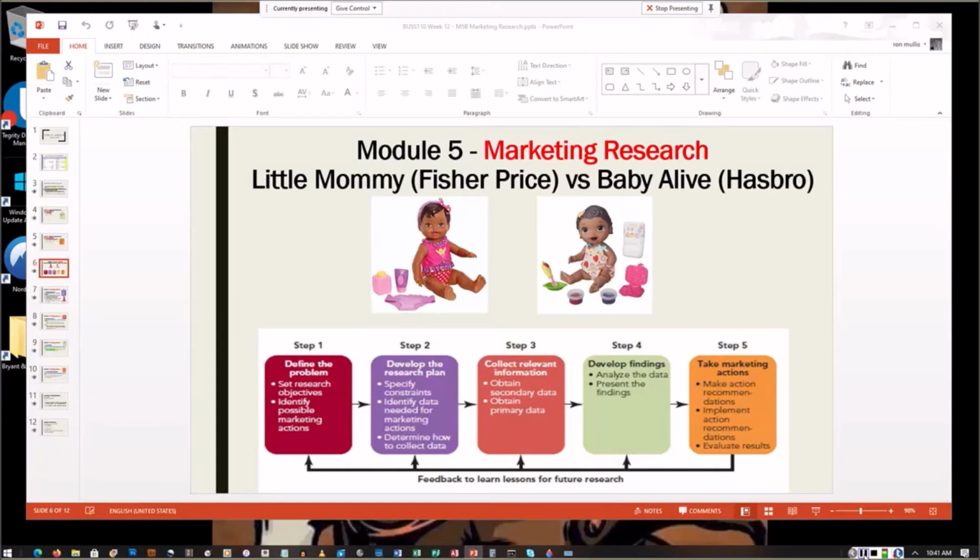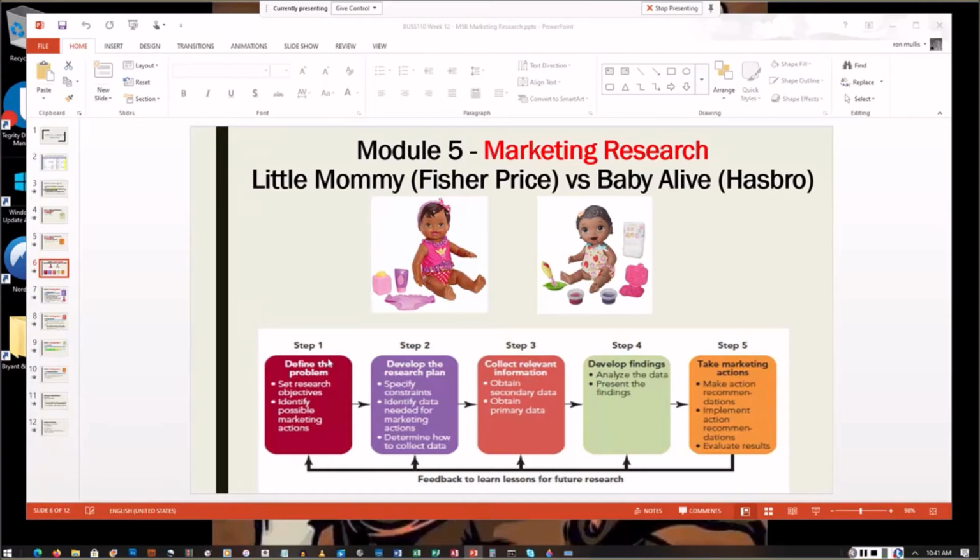The Fisher Price marketing team assigned to Little Mommy decided to do some research into whether or not they should change the look of their doll to be aligned more with Baby Alive, and if it would help improve how people perceive their product. So this part was part of the research objectives.